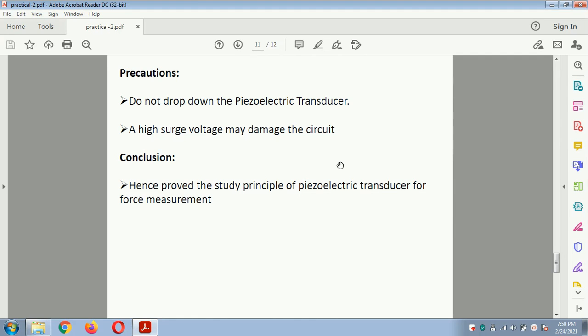Last but not least, you have to take some precautions while doing the practicals, that is, do not drop the piezoelectric transducer. A high voltage may damage the circuit. The conclusion of this practical is that we have proved the principle of the piezoelectric transducer for force measurement. So this is all about practical 2.